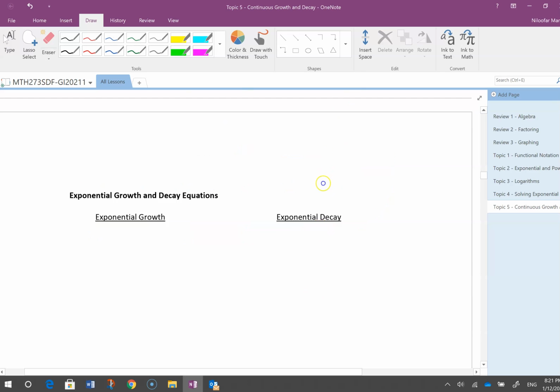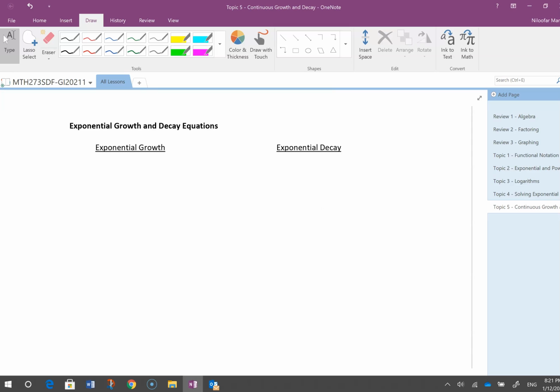Look at this: exponential growth and exponential decay. But remember, these are continuous. Continuous means all the time. So the growth is happening all the time and the decay is happening all the time. This is the lesson for the continuous one. In some other books you may see something that is not continuous, maybe it happens once a month, or twice a month, or every year. But this is continuous, which means it happens all the time.